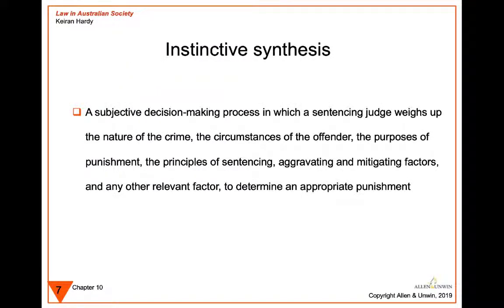Instinctive synthesis is the overall process used by a sentencing judge to arrive at an appropriate punishment. It's essentially a subjective decision-making process in which all of these things, the nature of the crime, the circumstances of the offender, the purposes of punishment, the principles of sentencing, aggravating and mitigating factors, and any other relevant factor, are relied upon by the judge to determine an appropriate punishment. This is often contrasted with a two-tier approach which has been rejected by the courts. A two-tier approach would involve setting appropriate penalties for certain offences and then adjusting that according to personal factors. This is seen as being too significant a restriction on a judge's discretion.